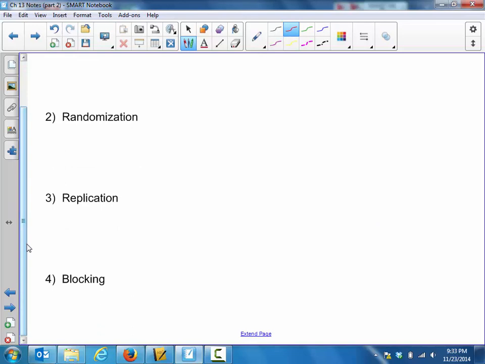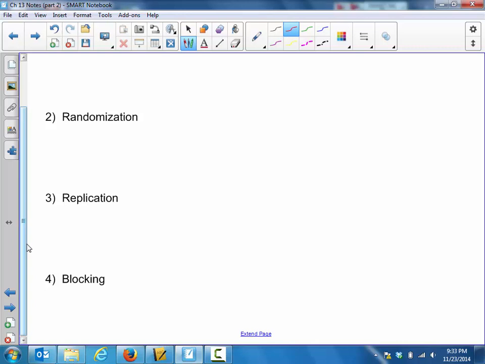I'm not going to write this out just for the sake of saving time. You can pause and write that down yourself if you want before we go on to randomization. That's what I'm going to do when I introduce each of these concepts today. You can pause, you can write these down yourself, but I'm not going to write them down today.